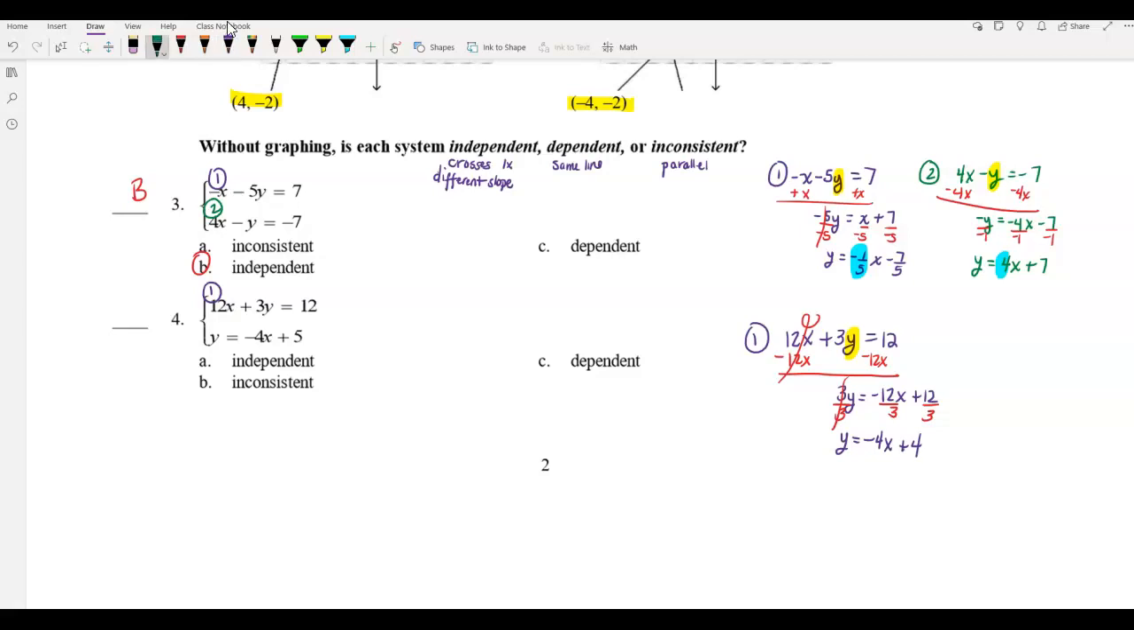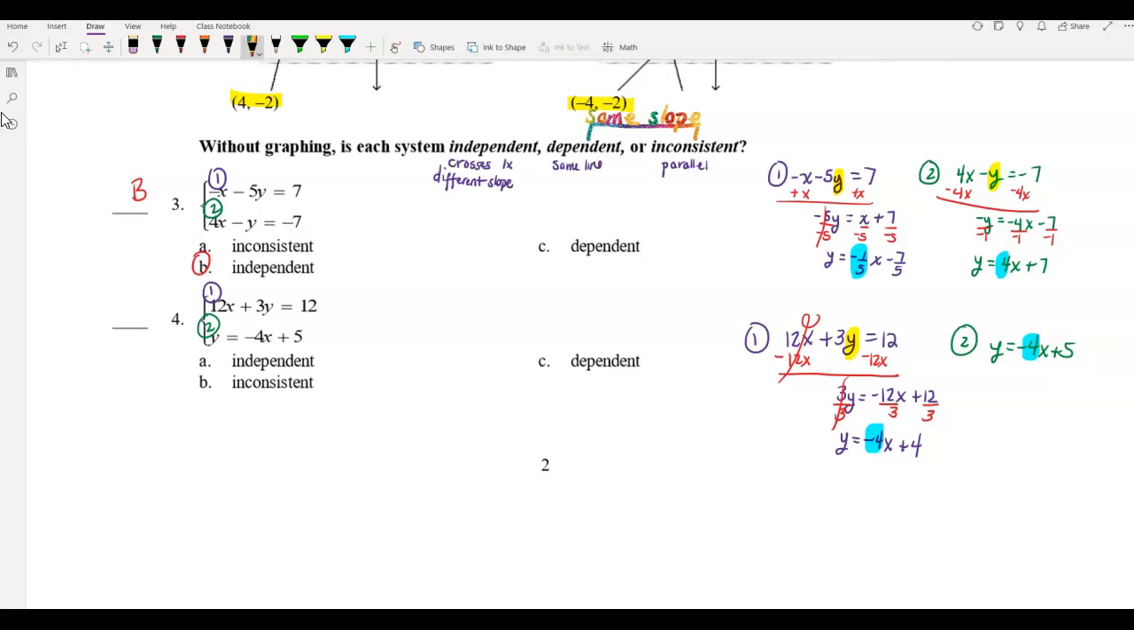All right, let's do equation 2. Y equals negative 4x plus 5. It's already in slope-intercept form. We just need to look at our slopes. I have negative 4 and negative 4. All right, so we have same slope. Because we have same slope, it's either going to be dependent or inconsistent, my apology. Both of those will have the same slope.